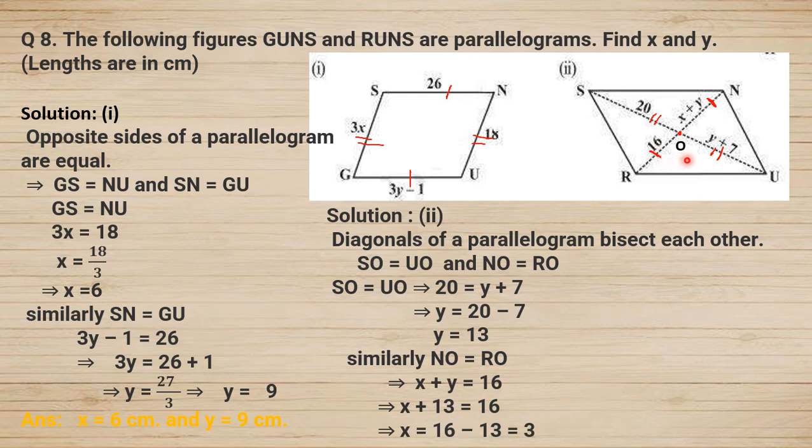So here we get, by using the property that diagonals of a parallelogram bisect each other, the values of x and y. Using this one property, we are able to find out the values of the x and y variables here. So we can say that the value of x is 3 centimeter and y is 13 centimeter, as the lengths are given in centimeter. So in the answer we have to write x is 3 centimeter and y is 13 centimeter.